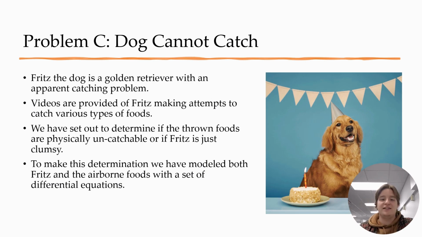The problem that we selected, problem C, is about Fritz the dog. Fritz is a golden retriever with an apparent catching problem. We were provided many videos of Fritz failing to catch several types of food. We have set out to determine if those thrown foods are physically uncatchable or if Fritz is clumsy and he's missing catchable throws. To make this determination, we have modeled both Fritz and the foods with a set of differential equations.